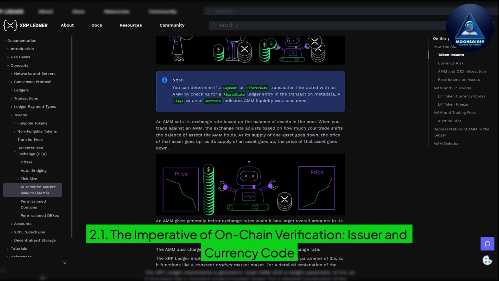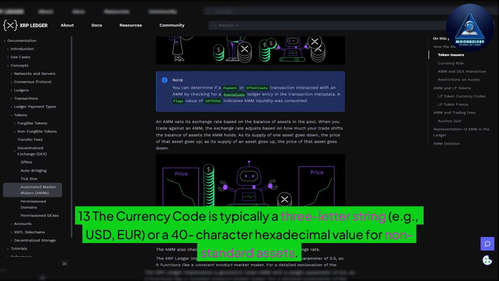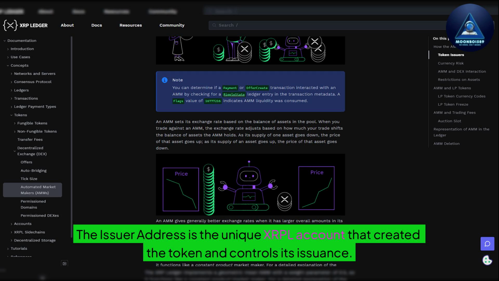2.1. The imperative of on-chain verification, issuer and currency code. Every fungible token on the XRP Ledger, other than the native XRP, is uniquely defined by a combination of two parameters, its currency code and its issuer address. The currency code is typically a 3-letter string, e.g. USD, EUR, or a 40-character hexadecimal value for non-standard assets. The issuer address is the unique XRPL account that created the token and controls its issuance.